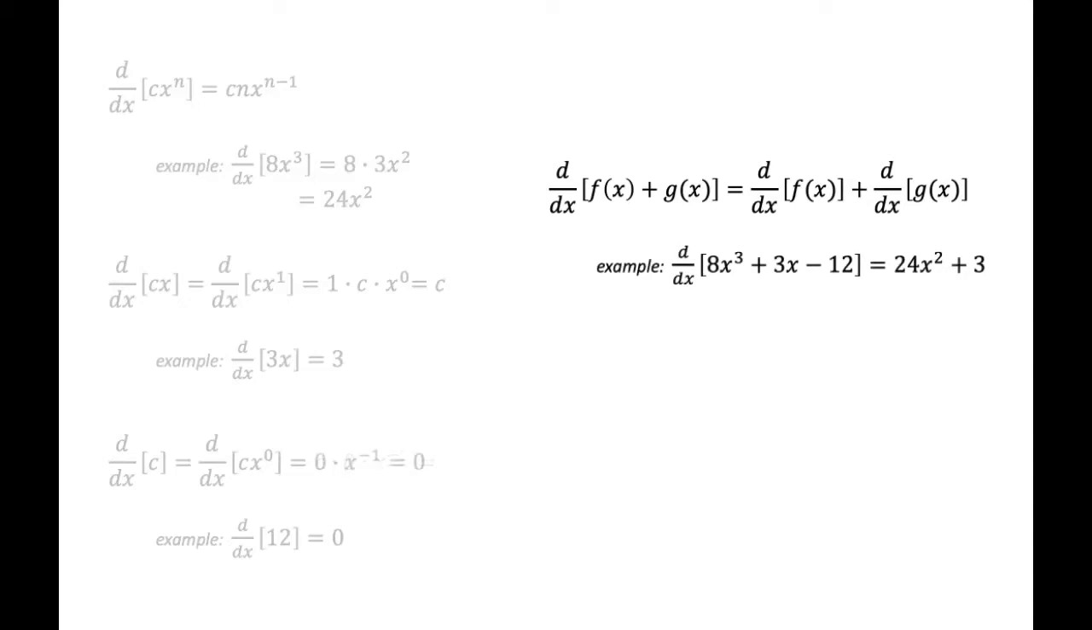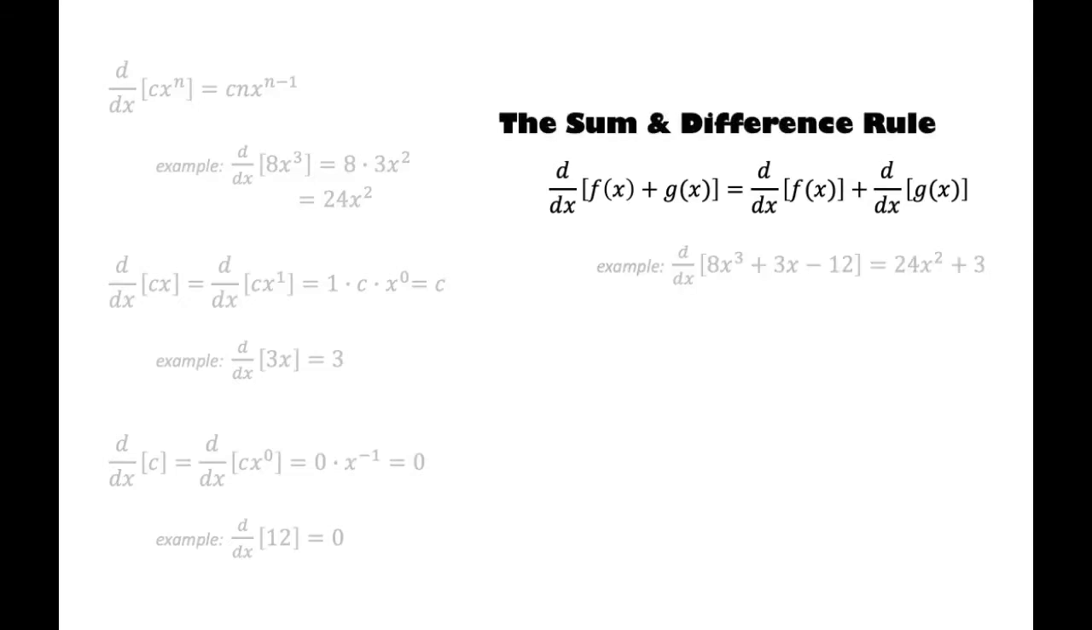For example, if you take the derivative of each of our functions from our examples to the left, d dx of 8x cubed plus 3x minus 12, well, the derivative of the first one is 24x squared, plus the derivative of the second one, which is 3, plus the derivative of the third one, which is 0. So altogether, you just have 24x squared plus 3. That one comes in handy all over the darn place, and because of that, we get a name. The sum and difference rule. It's not quite as catchy as the power rule, but it's super helpful, super useful.